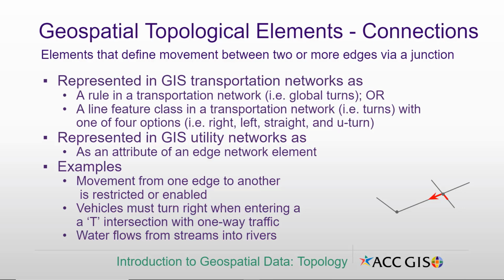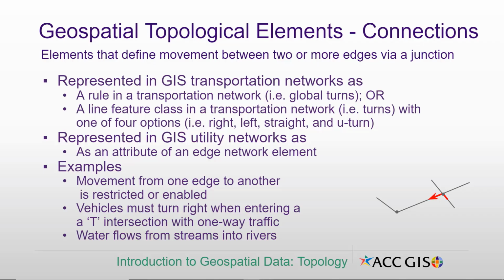Connections can also be represented in a GIS utility network as an attribute of an edge network element. We'll talk about the difference between transportation networks and utility networks in just a bit. Some examples of connections include movement from one edge to another is restricted or enabled. So the junction allows you to move from one edge to another, but the connection can restrict or enable that turn. Vehicles must turn right when entering a T intersection with one-way traffic.